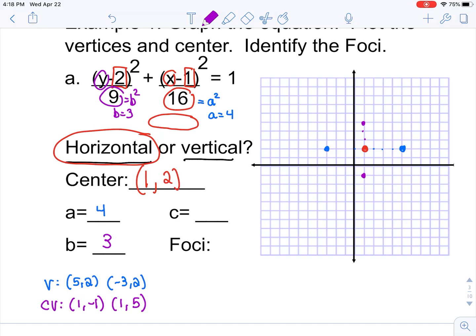And then finally, our C value: if we take our A squared minus B squared, that will give us C squared. So 16 minus 9 is 7.